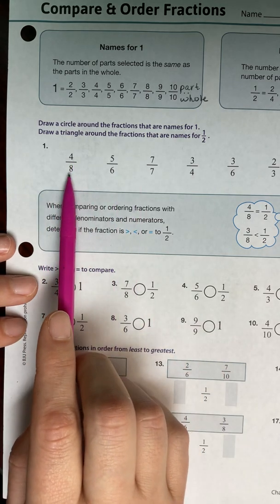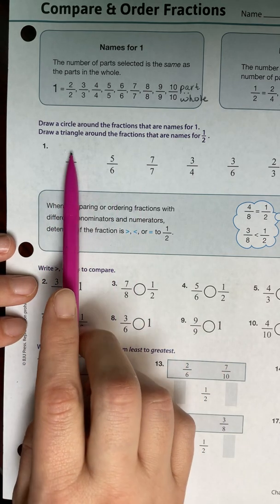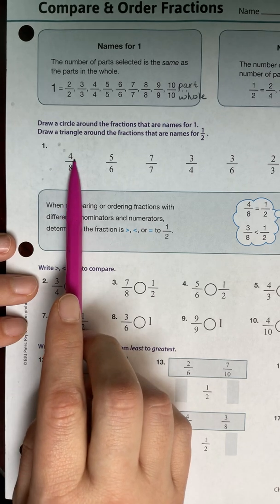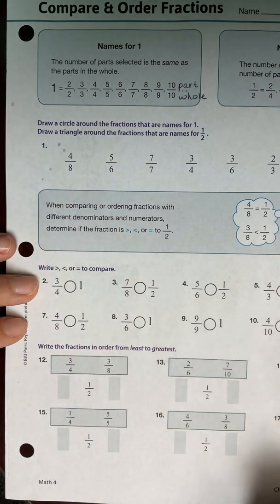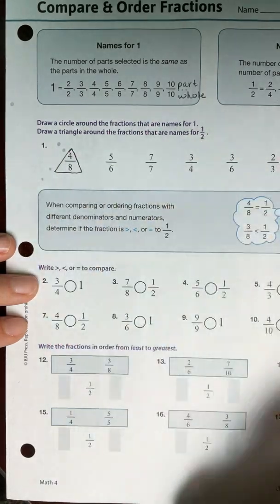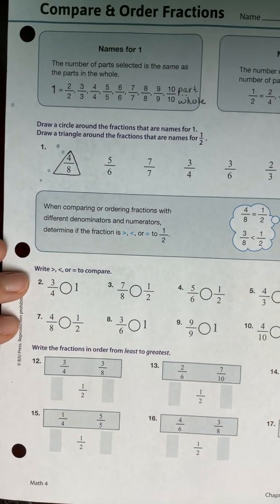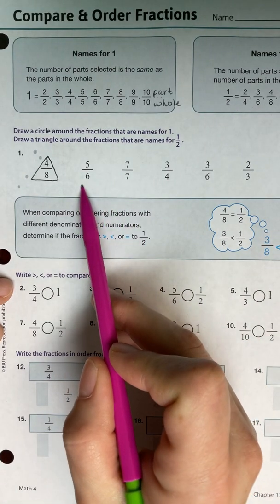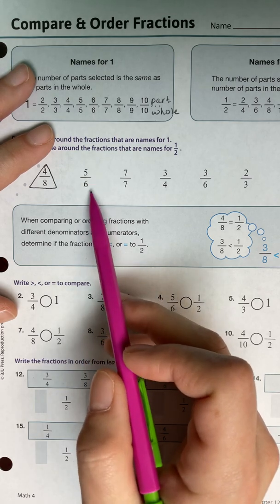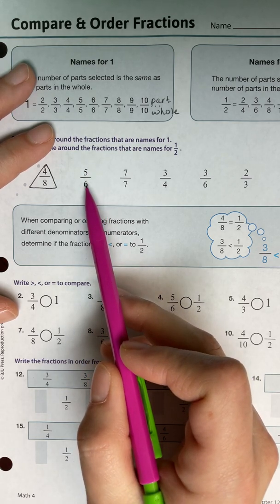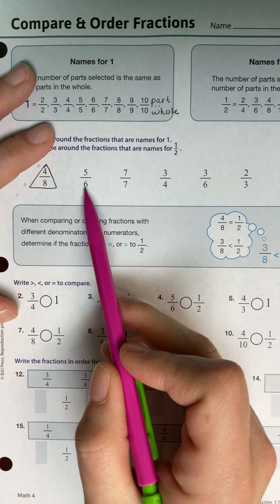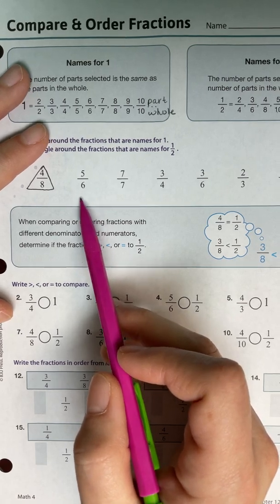So 4/8, well, we know that's not a whole because they don't match, but what is half of 8? Half of 8 is 4, so this would actually be equal to 1/2, and it looks like I spit on my paper, I'm sorry. So 4/8 is equal to a half. 5/6, well, we know it's not going to be a whole because it would be 6/6. And it's not a half either because half of 6 would be 3. So this one we're just going to leave alone. It's neither a half nor a whole.